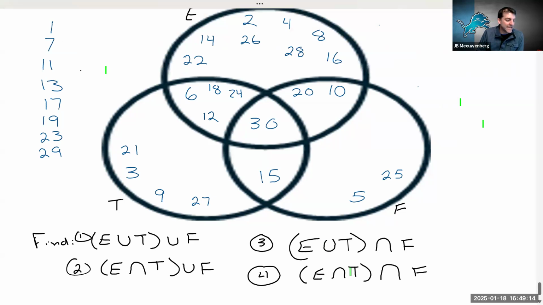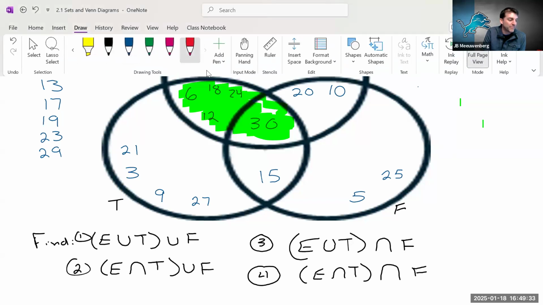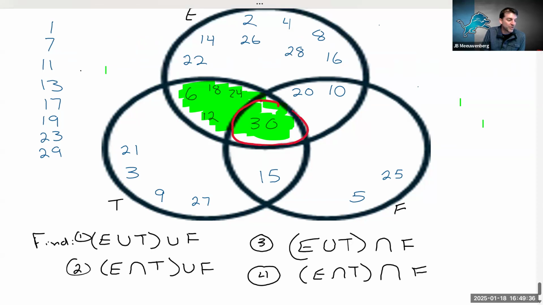So E intersect T is going to be here. It's where E and T overlap. So now we're going to look at that section and see where it intersects with F. Well, you can probably already kind of see what's going to happen. It is going to be just that region right there, where the green section intersects with region F, or set F. So that would only be the number 30.